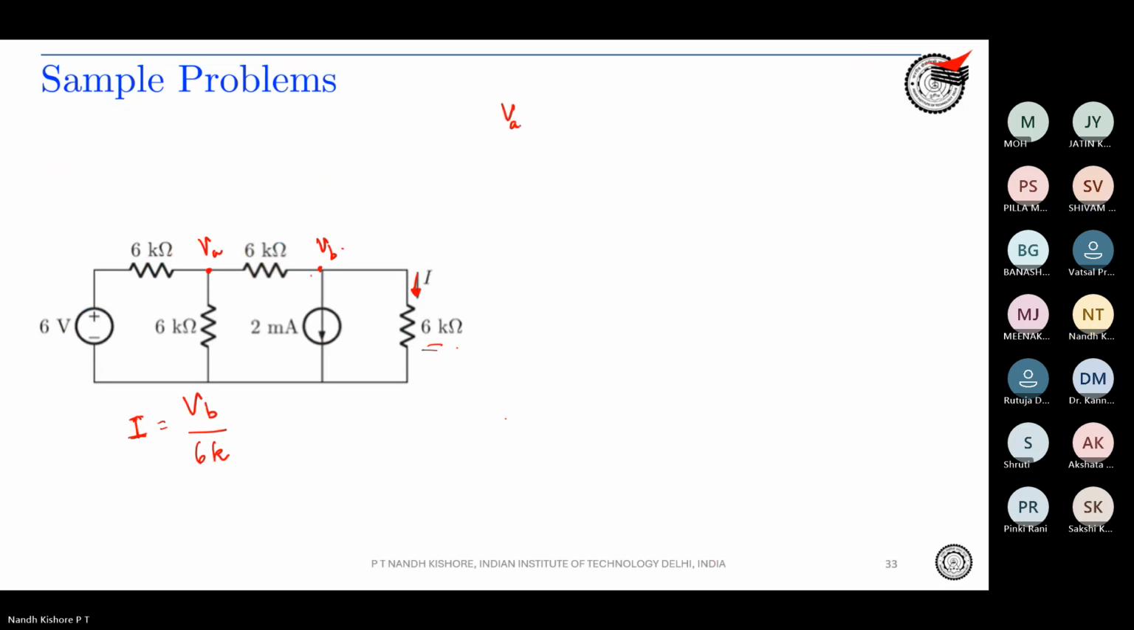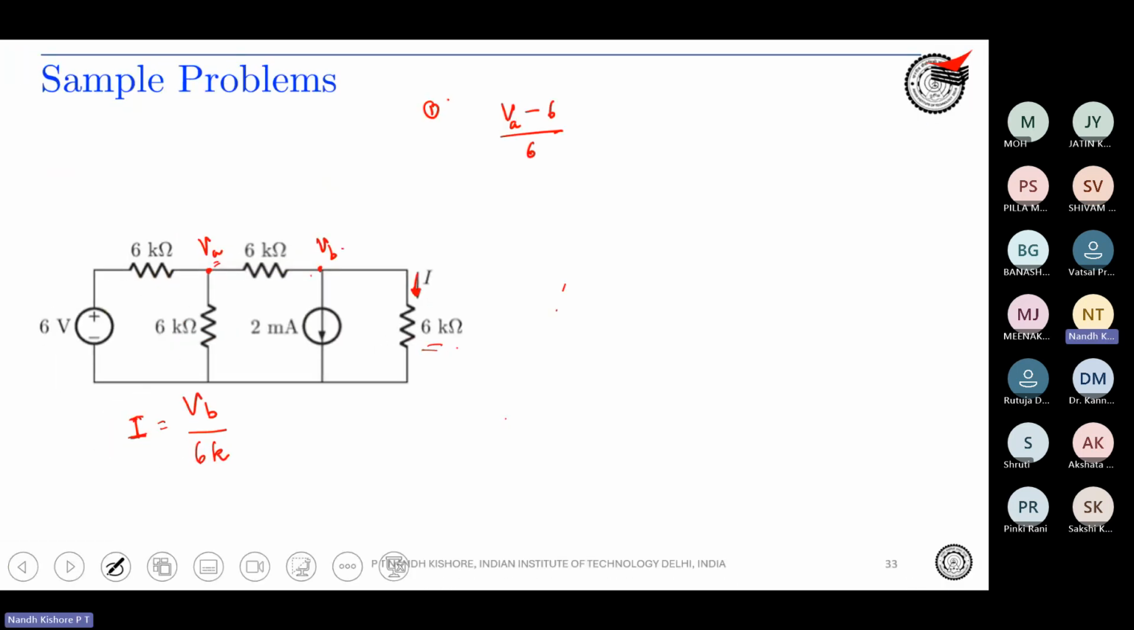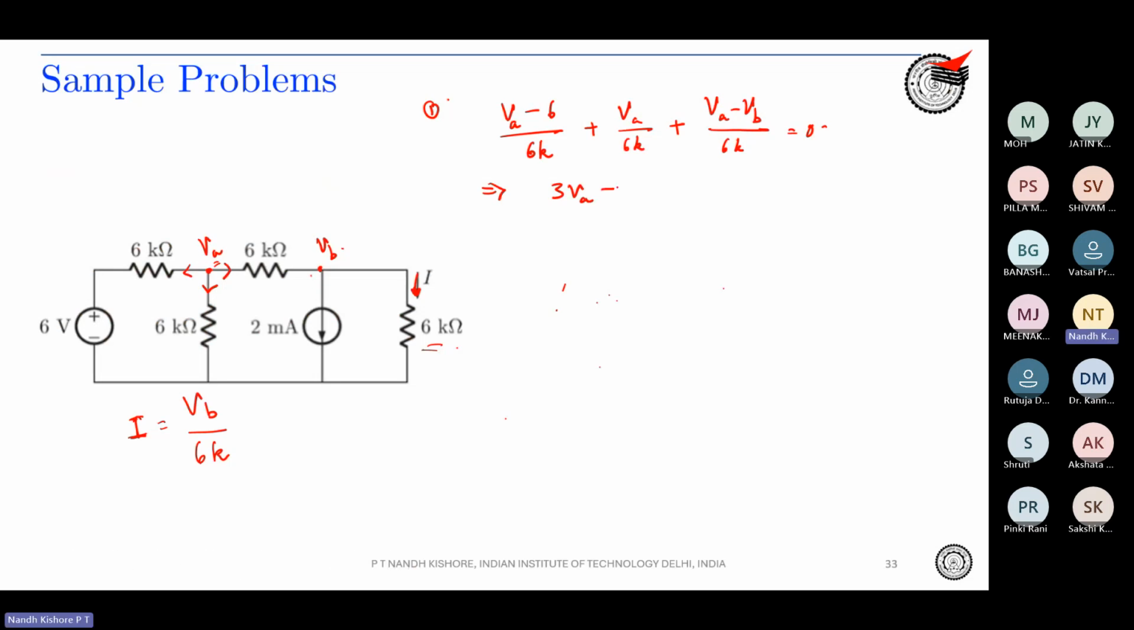The first set of equations based on VA is going to be VA minus 6 by 6K. I am avoiding the 6K right now; later on, we will include that. VA minus 6 by 6K plus VA by 6K plus VA minus VB by 6K equal to 0, right? So I can write this as 3VA minus VB minus 6 equal to 0. This is one equation.